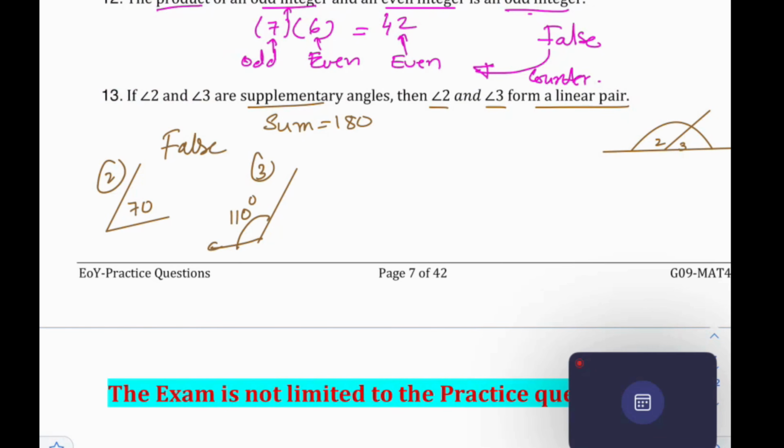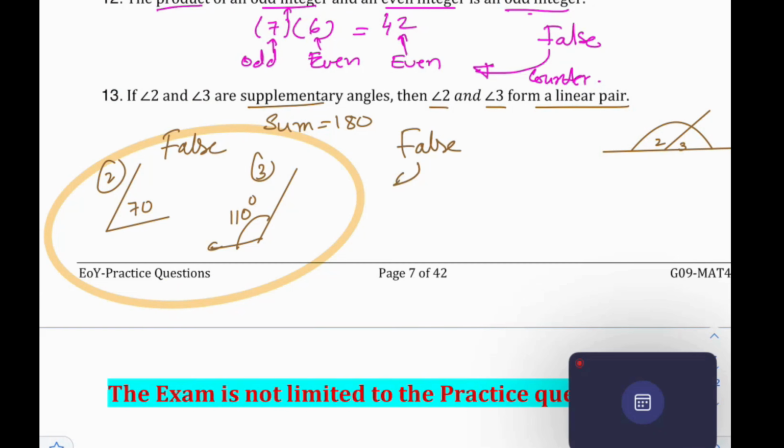These angles are supplementary, if you look carefully here, but they are not forming a linear pair. So this is enough to prove that his conjecture is false. So false, and this is the counter example.